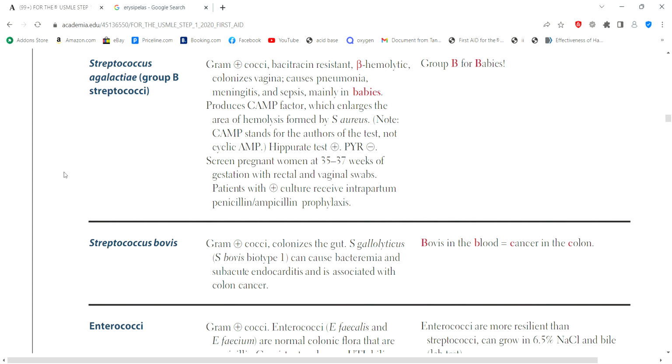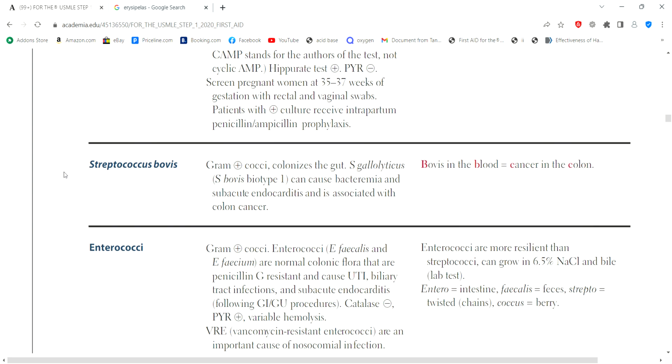So what I understood from this is that patients with a positive culture receive intrapartum penicillin or ampicillin prophylaxis. So that means during birth, like actually when the baby's being born, you give penicillin or ampicillin. So the take home point for this is that Streptococcus agalactiae has CAMP factor. It is hippurate test positive. It is PYR negative, and you screen all pregnant ladies at 35 to 37 weeks, so the child does not get meningitis, sepsis, or pneumonia.